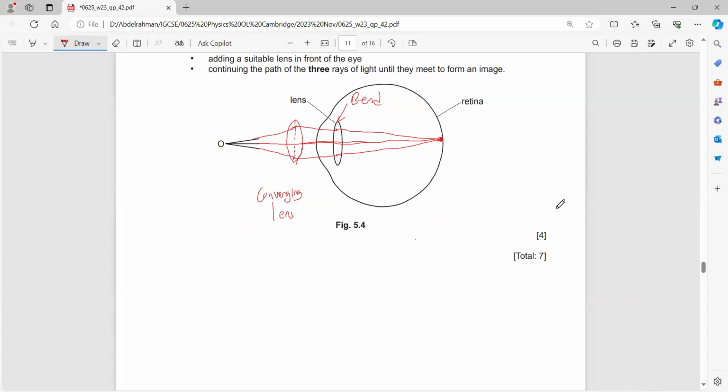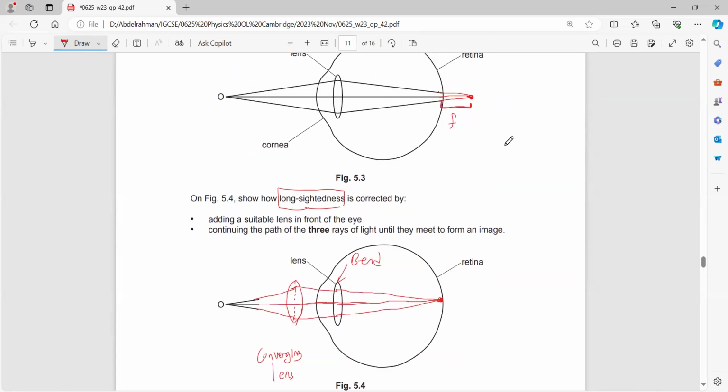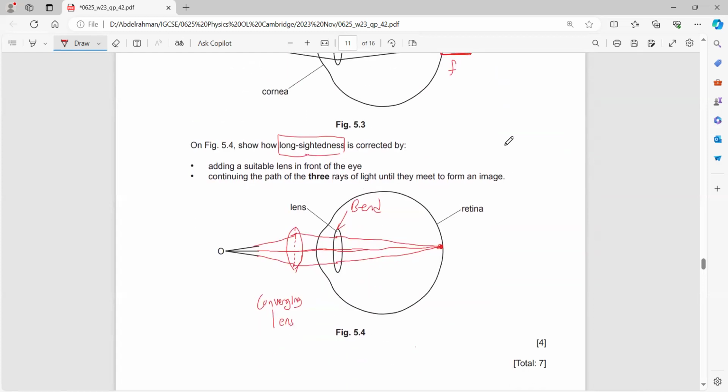Yep. For short-sighted people you need to use diverging lenses, with long-sighted converging. Yes. This is correct.